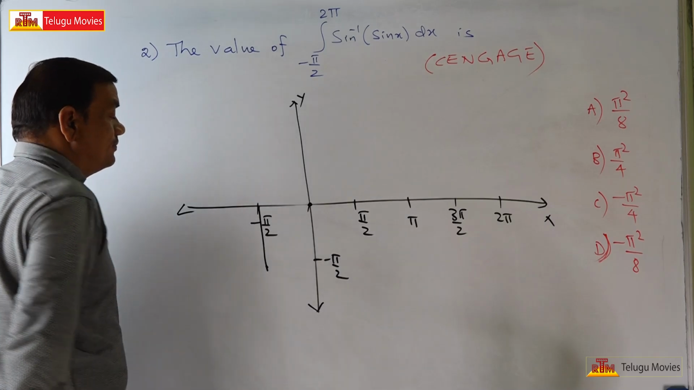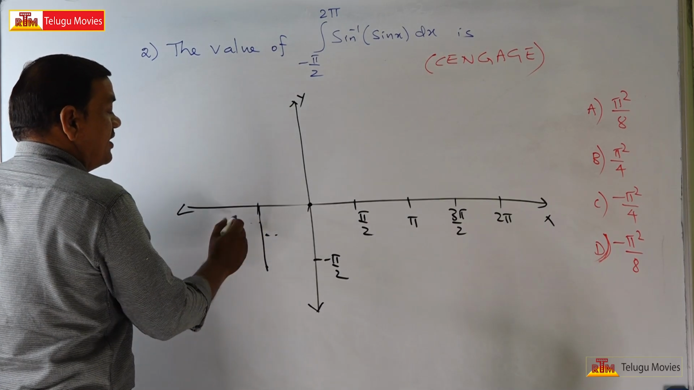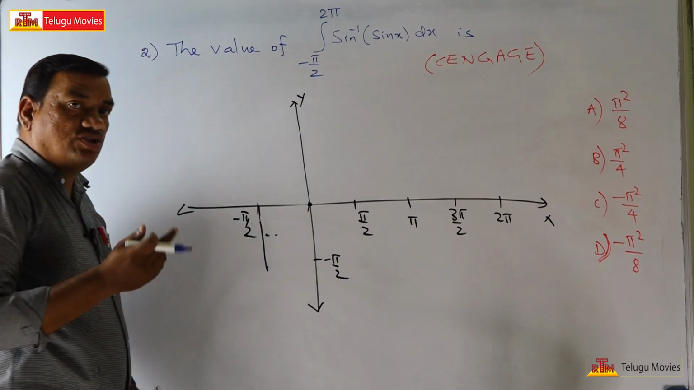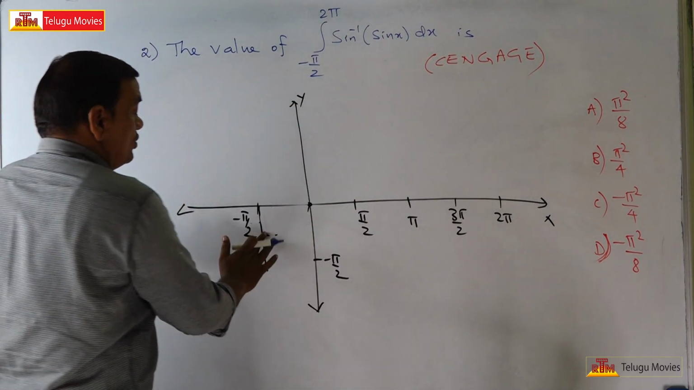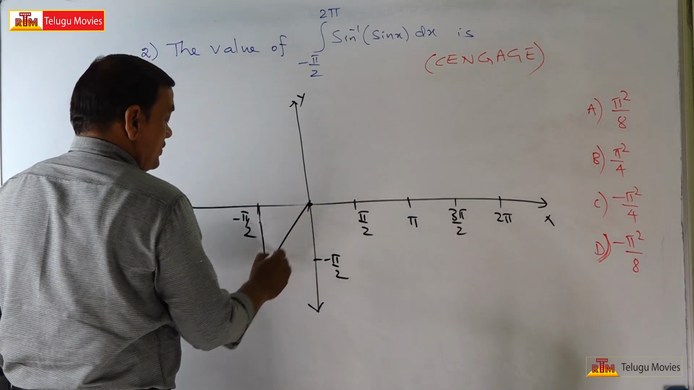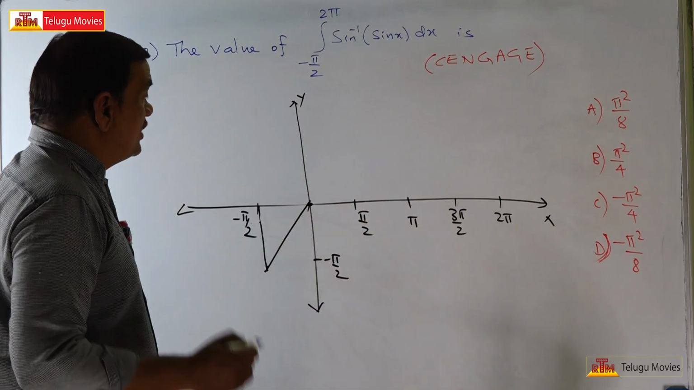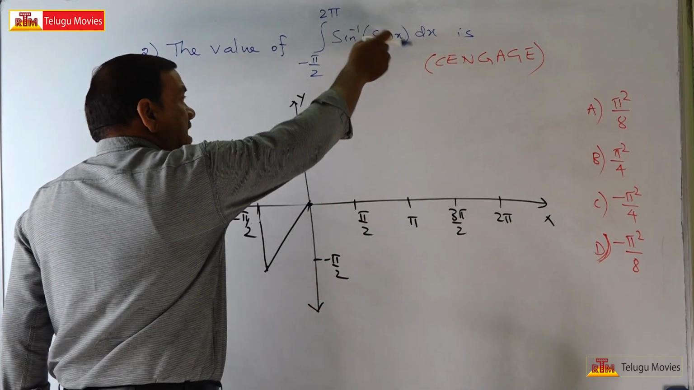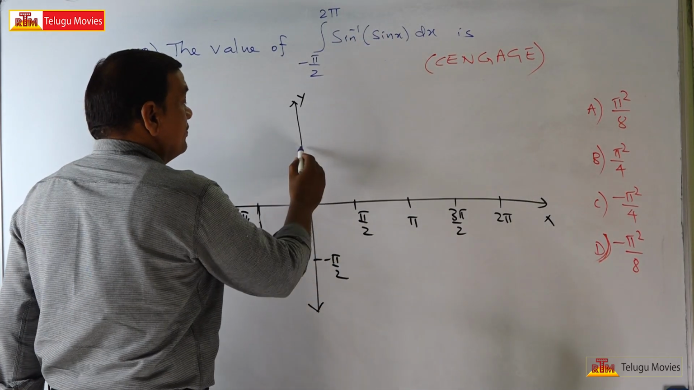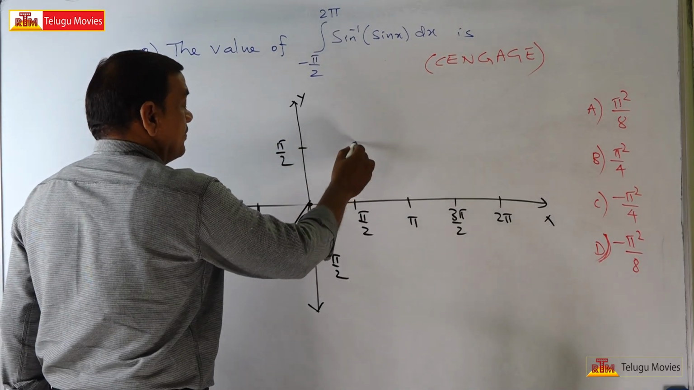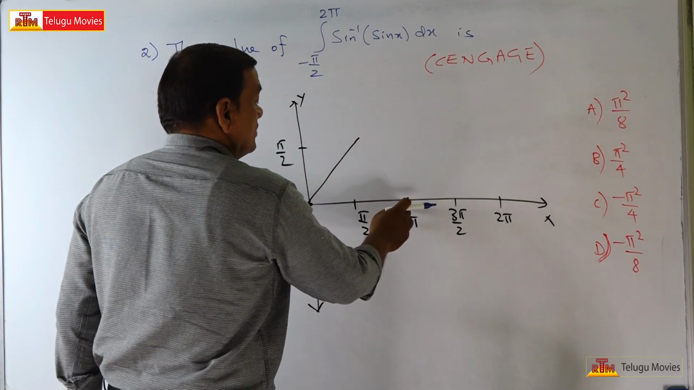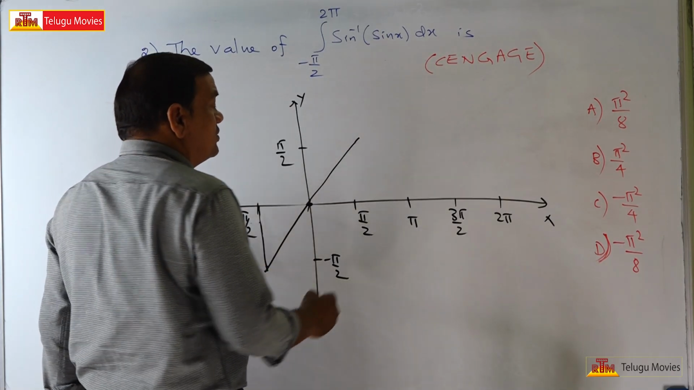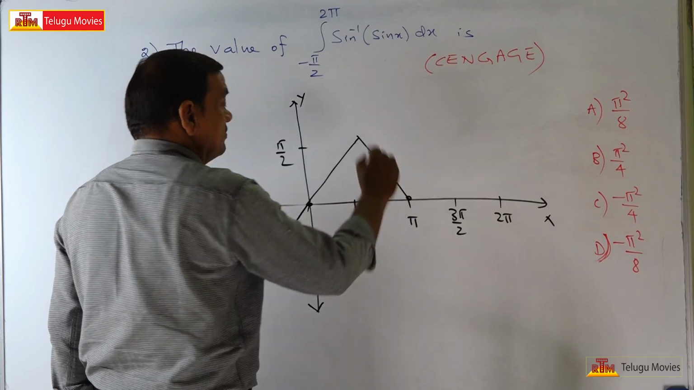Substitute 0 here. I am writing here minus pi by 2. Sin 0 is 0. Sin inverse of 0 is also 0. So your point is here. Next, pi by 2. Sin pi by 2 is 1. Sin inverse of 1 is also pi by 2. So this is pi by 2. Right. Pi: sin pi is 0. Sin inverse of 0 is 0.